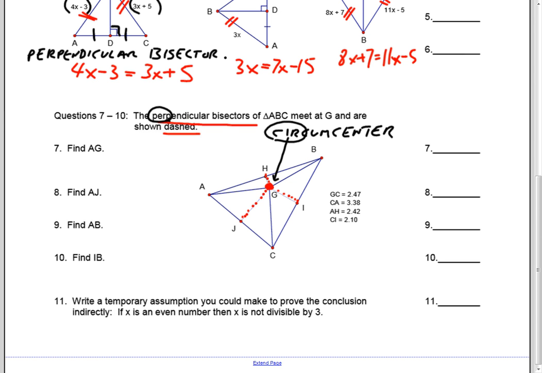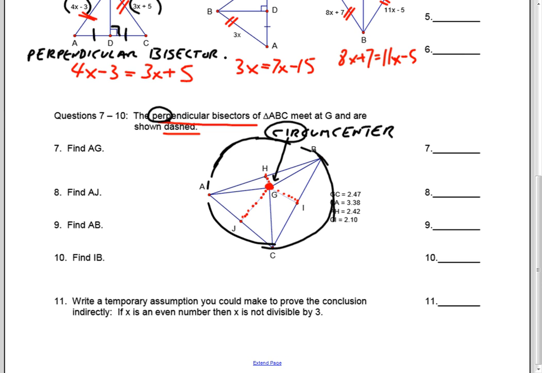What does that mean? Center means that it's the center of a circle. It's not asking about this, but that would be the center. That's not a good circle. A giant circle that goes through each of the points of the triangle. It circumscribes the triangle.